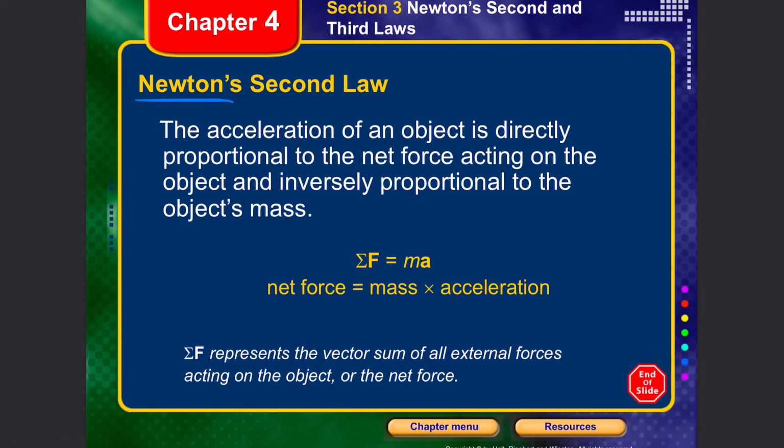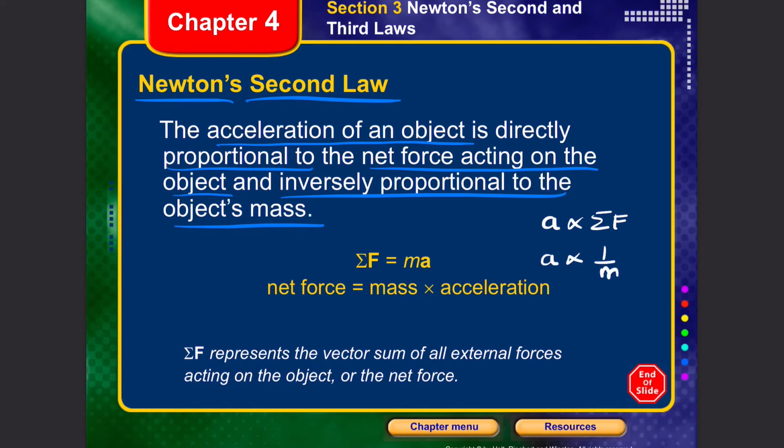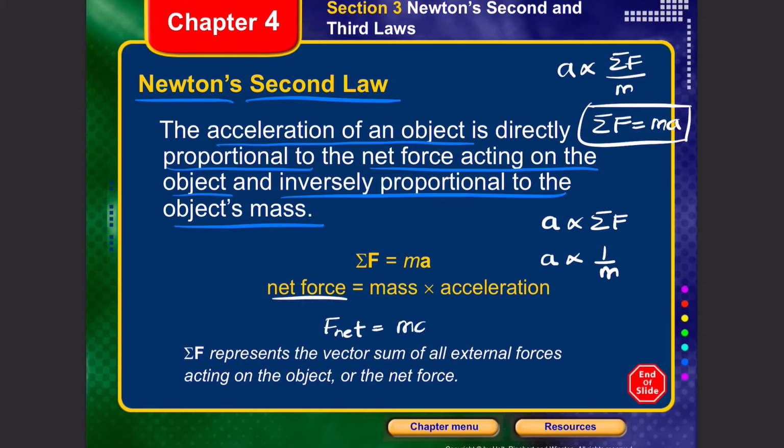So let's start with Newton's second law. Newton's second law states that the acceleration of an object is directly proportional to the net force acting on the object and inversely proportional to the object's mass. So acceleration a is proportional to the net force acting on it, and it's also proportional to the inverse of the mass. Combining both of them, we get a = sigma F by m. If you remove proportionality, then sigma F can be written as F = ma. So F net is equal to ma. This is Newton's second law of motion.